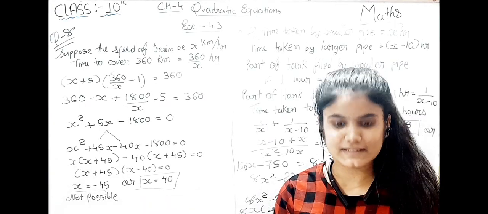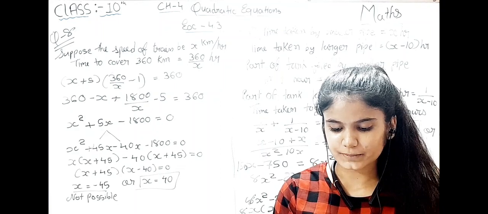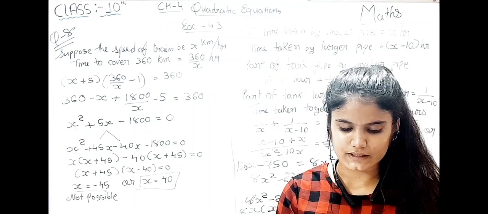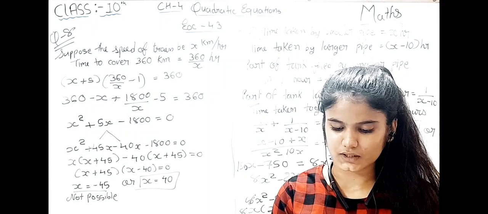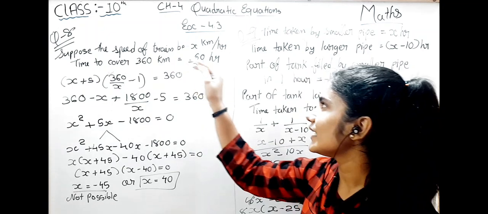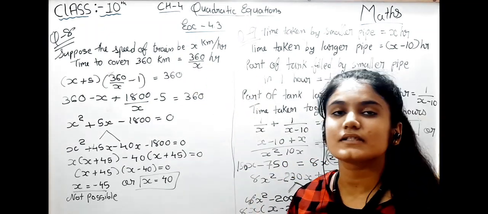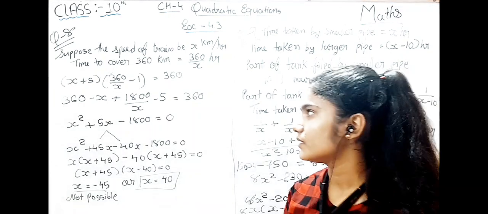In question number 8, it is given that a train travels 360 km at a uniform speed. If the speed had been 5 km per hour more, it would have taken 1 hour less for the same journey. Find the speed of the train. We suppose that the speed of the train be x km per hour. Time to cover 360 km is equal to 360 upon x hours.